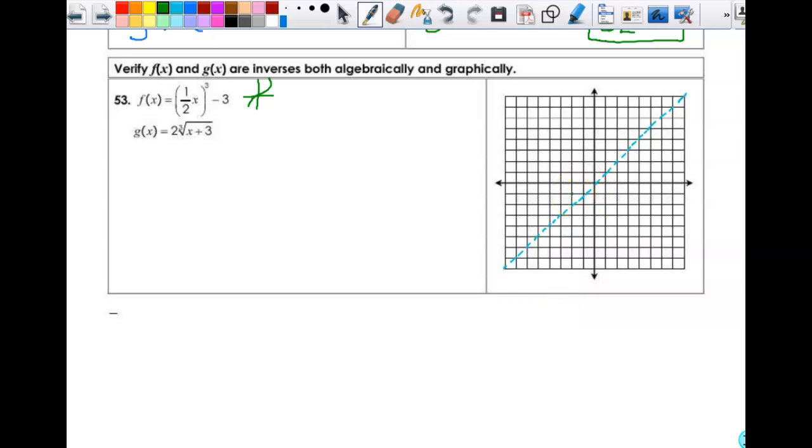Horizontal stretch by 2, down 3. Then I'm at 0, 0. No stretch, I just go down 1, 2, 3. Then I'm at 1, 1. Horizontal stretch by 2, down 1, 2, 3. Then I'm at 2, 8. Horizontal stretch by 2, down 1, 2, 3. Okay, so there's my graph. Remember the points I have. And when I sketch it in, it looks something like this. Okay. So that's this one.